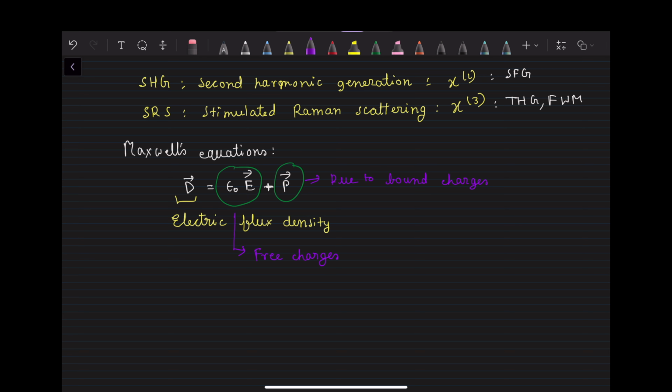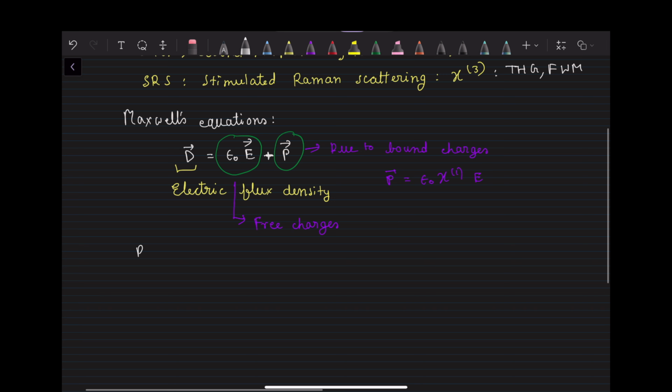In linear optics, as I already told you, polarization is nothing but chi1 times electric field. And in linear optics, let's not talk about interference first, effects like refraction and reflection. Suppose one beam is refracting in going from one surface to another, it won't get affected if there is one more beam, right?